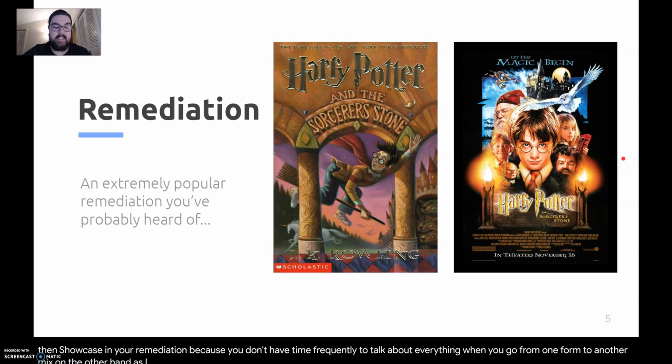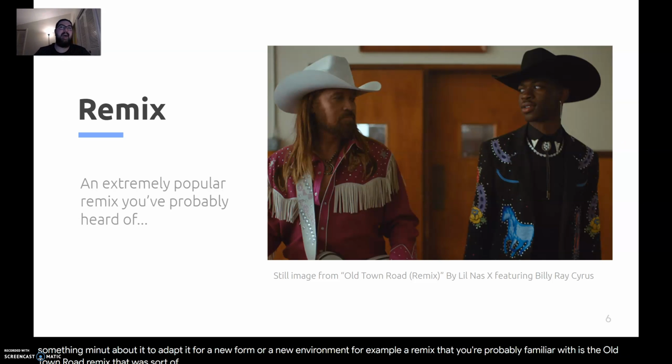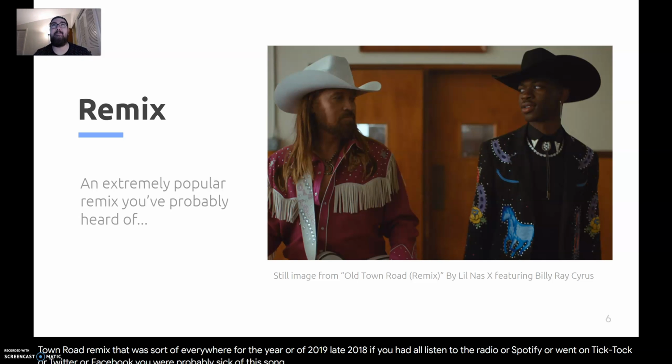Remix, on the other hand, as I stated earlier, relies on pre-existing media and doesn't necessarily change how it is communicated, but it changes something minute about it to adapt it for a new form or a new environment. For example, a remix that you're probably familiar with is the Old Town Road remix that was everywhere for the year of 2019, late 2018. If you at all listened to the radio or Spotify or went on TikTok or Twitter or Facebook, you were probably sick of this song by about March of 2019.